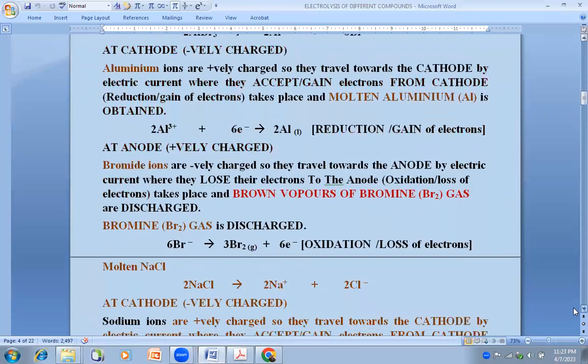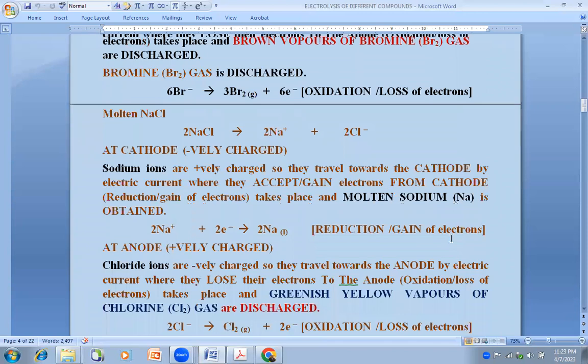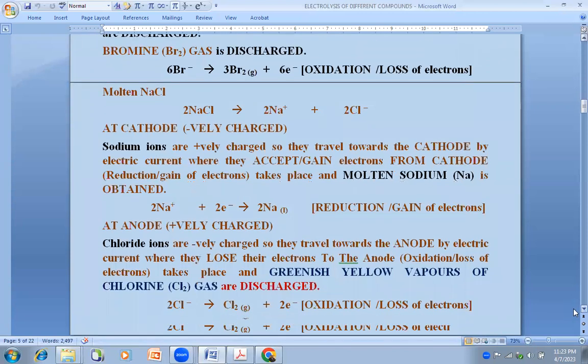The next part, molten sodium chloride. This is the last case for today's class. In the molten sodium chloride case, when sodium chloride is heated, similar action takes place. Sodium ions and chloride ions are there in the molten mixture. These ions are free to move. This is called dissociation. This is called ionization.